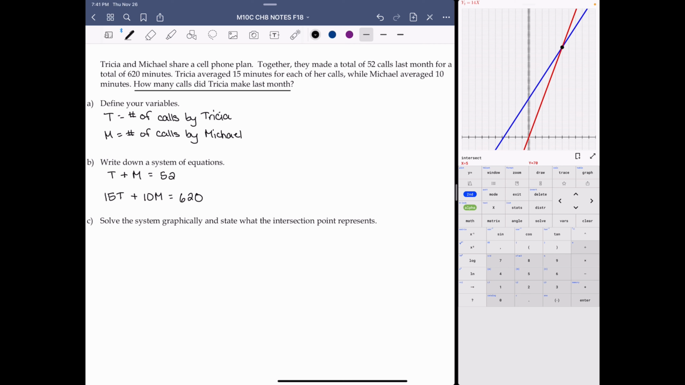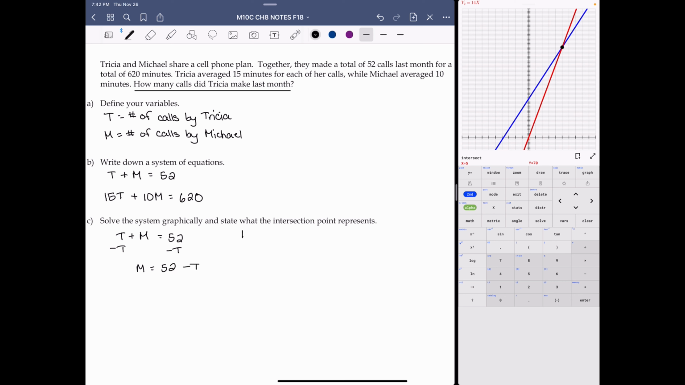We need to isolate one of our variables in both equations. It has to be the same variable for each equation. Doesn't matter which one though, just pick one and isolate. So I am going to isolate the M. Subtract t from both sides. I get M equals 52 minus t.